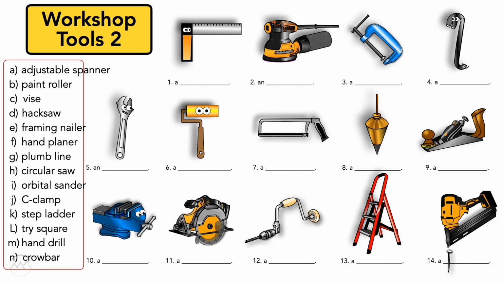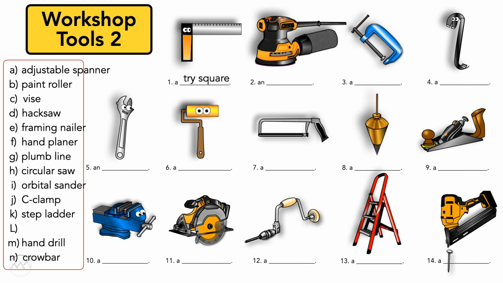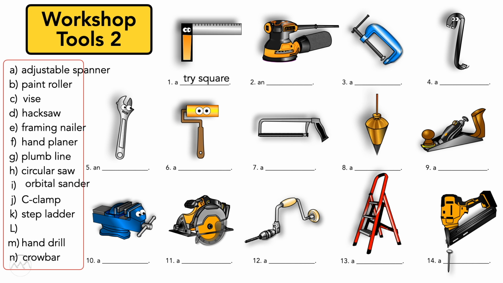Okay, let's begin. What's this in English? Number 1. This is correct. A tri-square. This is a tri-square. Number 2. This is an orbital sander. This is an orbital sander.